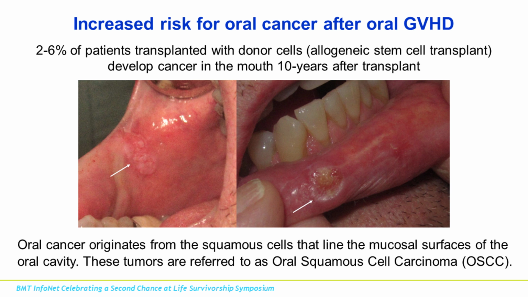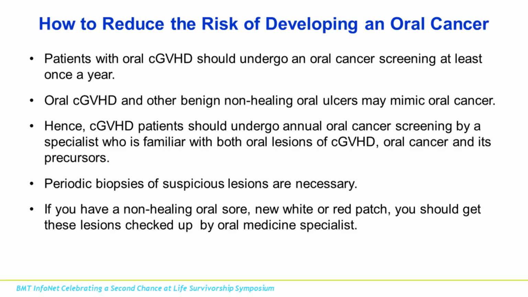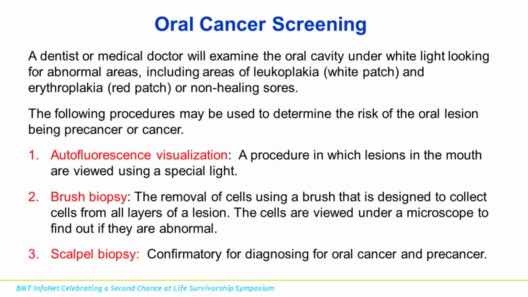That's the last but the most important message I want to convey: do not assume everything in your mouth is GVHD, because sometimes the other bad ones can show up looking similar to GVHD. Okay? So definitely go and see your dentist or oral medicine doctors or an expert in oral diseases, and get periodic biopsies. There's no harm in doing a biopsy when in doubt. Whenever you have an ulcer that's not healing on its own after the treatment, that is a danger sign in the mouth that needs to be further worked out. Okay?